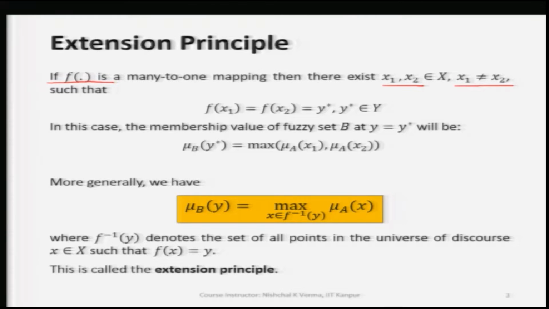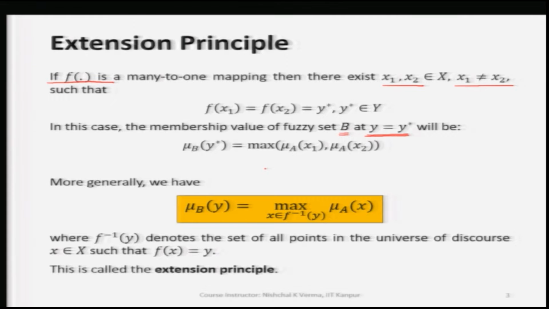This means that if we have any two generic variable values x 1, x 2, and they are not equal to each other, but f x 1 is equal to f x 2, then in that case what we do here is this: the membership value of fuzzy set B at y is equal to y star. Y star is the value which is f x 1 or f x 2. So, this y star will play an interesting role here.